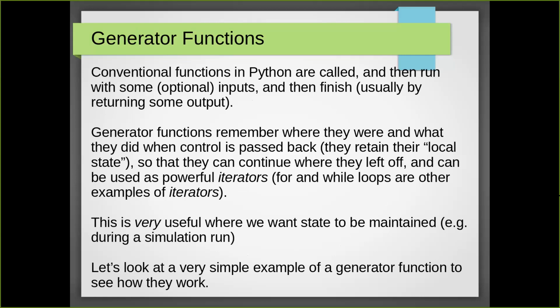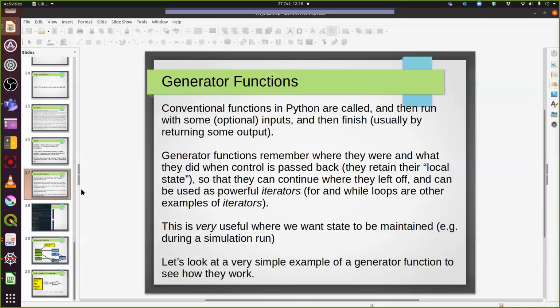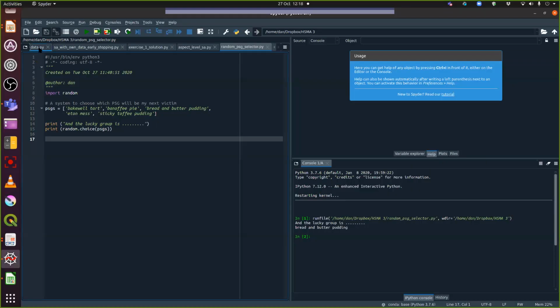As I say, generator functions differ from conventional functions primarily because they retain their local state, so they can carry on where they left off. I'm going to show you a piece of code now, a demonstration of a generator function.